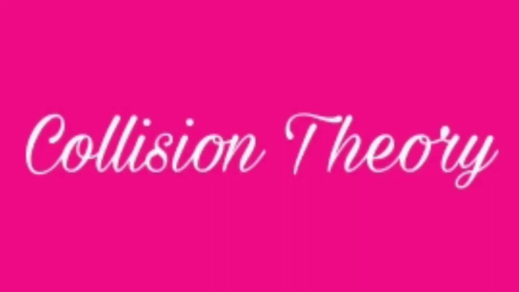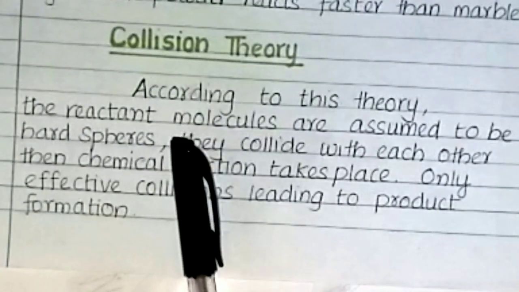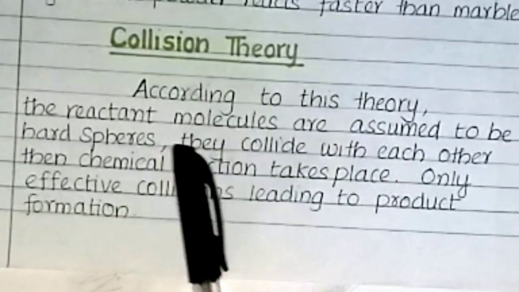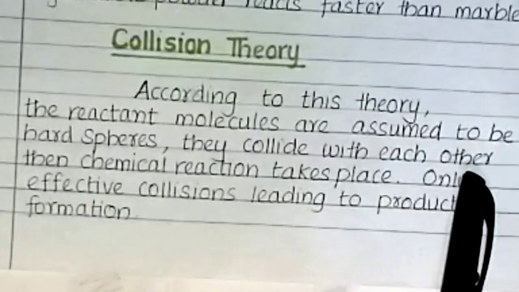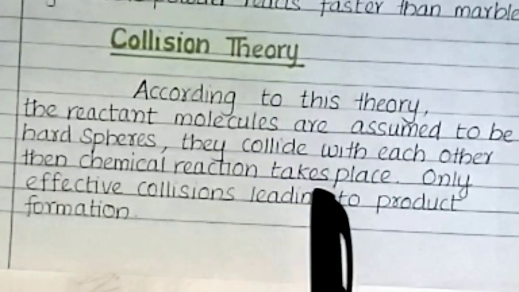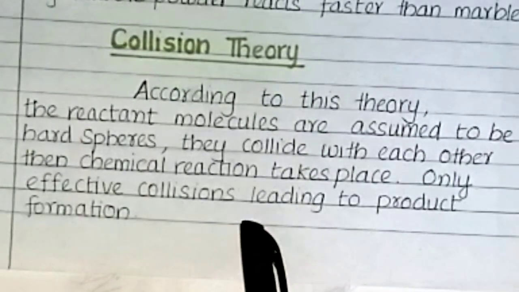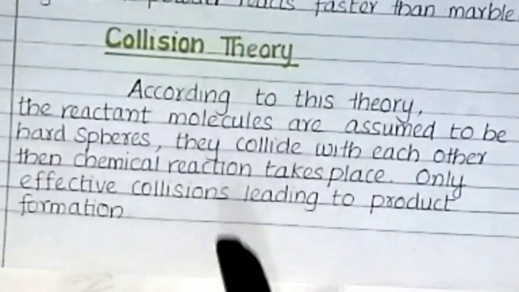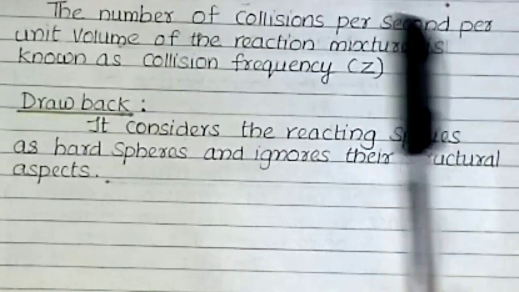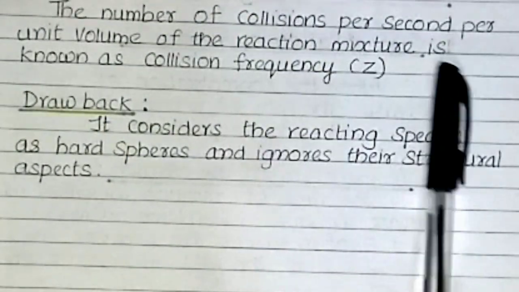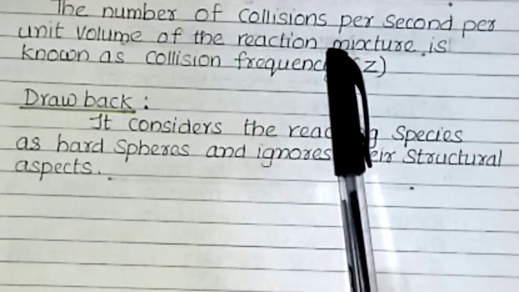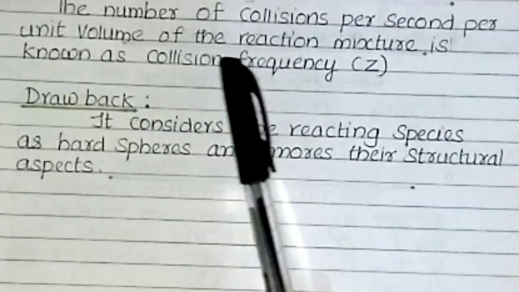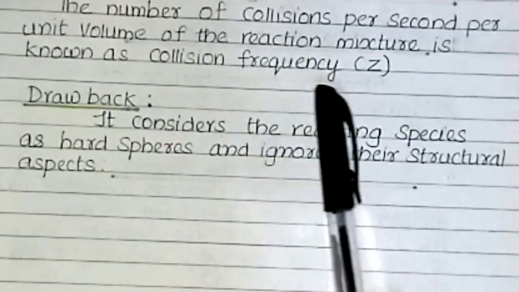Next, collision theory. According to this theory, the reactant molecules are assumed to be hard spheres. They collide with each other, then chemical reactions take place. Only effective collisions lead to product formation. The number of collisions per second per unit volume of the reaction mixture is known as collision frequency, denoted by the symbol Z.